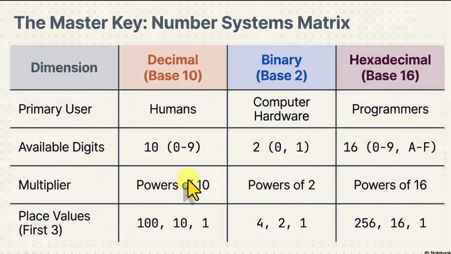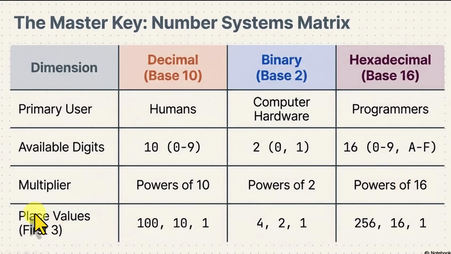Then the multiplier, that is the power of 10: 10 to the power of 0, 10 to the power of 1, 10 to the power of 2, 10 to the power of 3, starting from 10 to the power of 0. These are the place values. In binary, it is 2 to the power of 0, 2 to the power of 1, 2 to the power of 2. In hexadecimal, it is the power of 16: 16 to the power of 0, 16 to the power of 1, 16 to the power of 2.